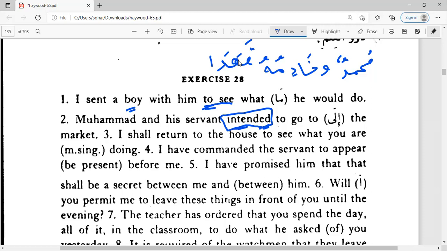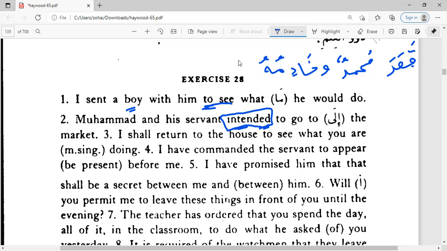Okay, we can write the verb first and then the subject. Kasada Muhammadun wa khadimuhu. Okay, let's do that. So is it going to be kasada or kasada? No, only kasada, because when the verb comes first, it should not be according to the subject. It should be singular, right? Singular, yeah. Let's do that because it's more common.